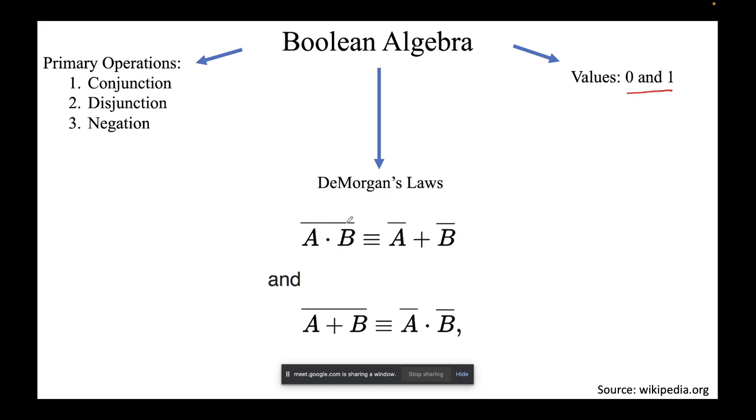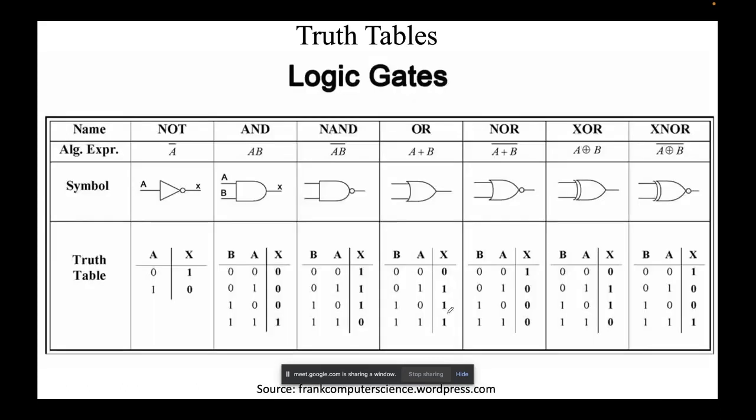AB dot denotes AND. So (AB) whole bar is nothing but A bar plus B bar. Bar means negation. The second De Morgan's law is (A plus B) whole bar, where plus denotes OR gate, and it can be written as A bar dot B bar. These are arguably the two most common properties that we encounter in solving Boolean algebra. And these are just a list of the truth tables of the gates that we typically encounter.